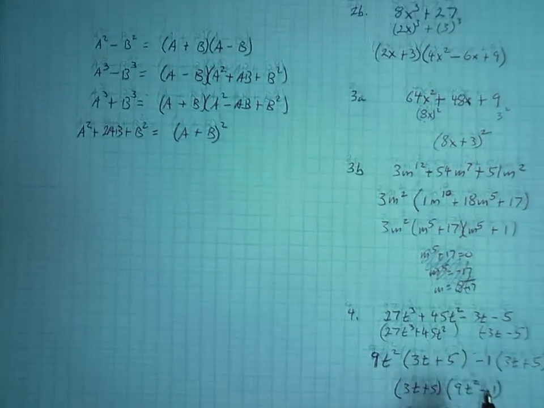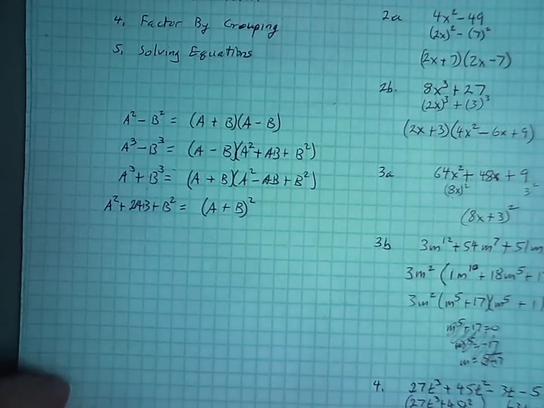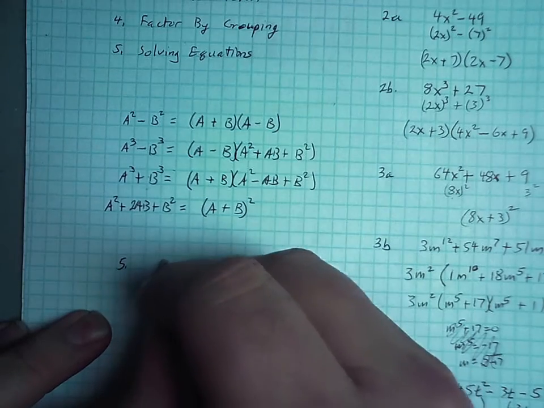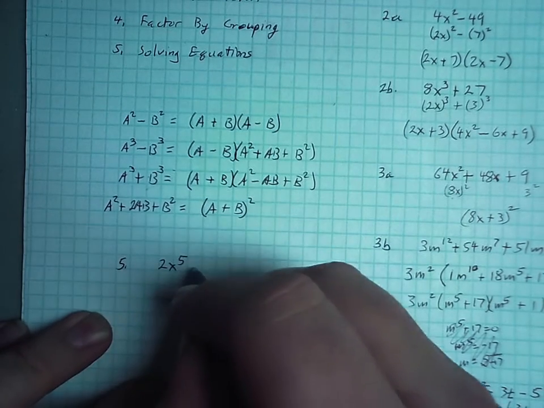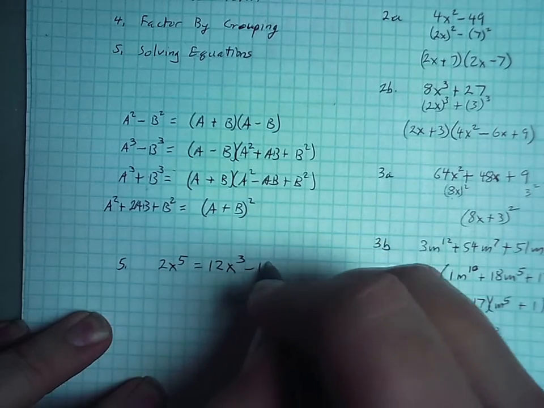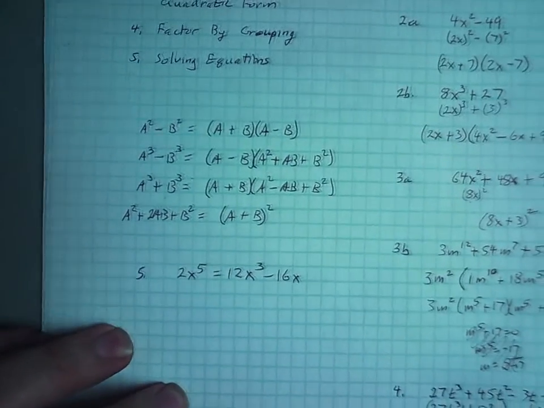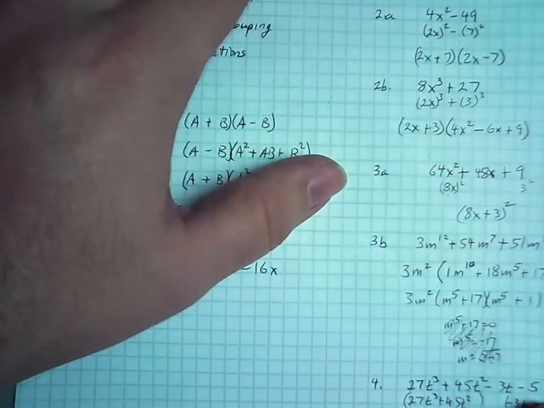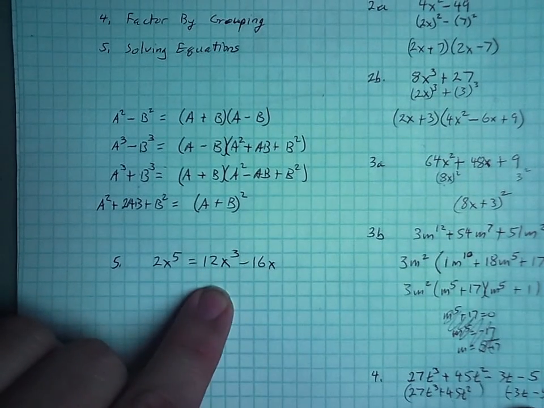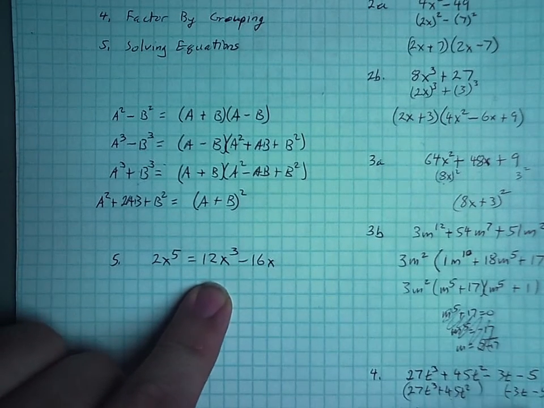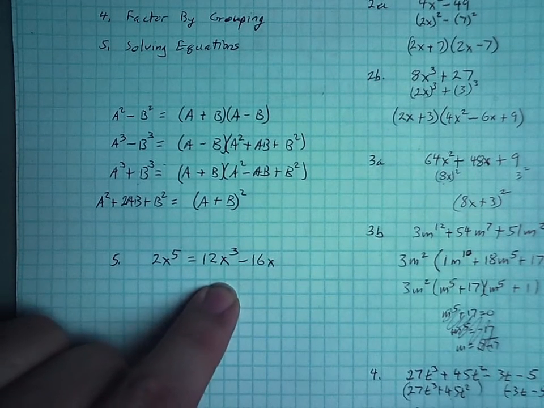The last example I have, I'm going to solve an equation just to show you that last step. 2x to the 5th equals 12x cubed minus 16x. Now the whole point of factoring is to produce a string of numbers that have to multiply to 0. So we really need one side to be 0 if we're going to factor to any good use. So I need to pull everything over to one side.